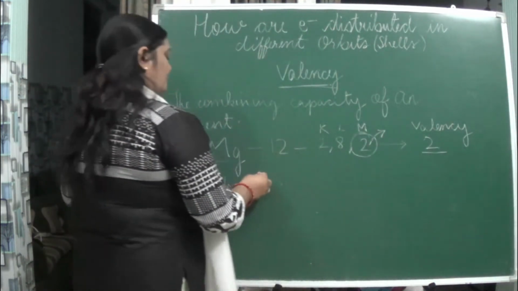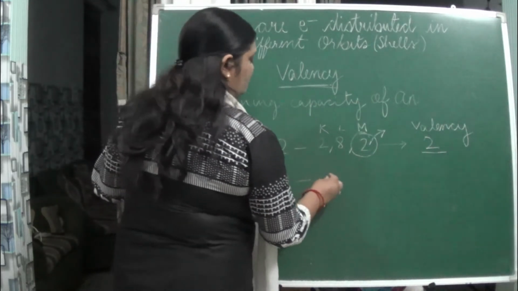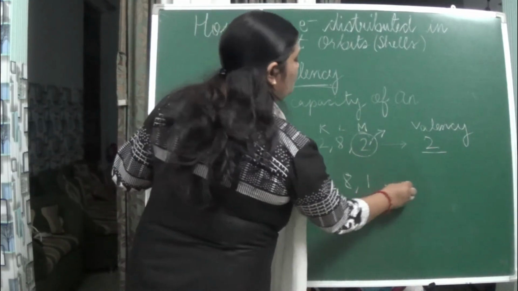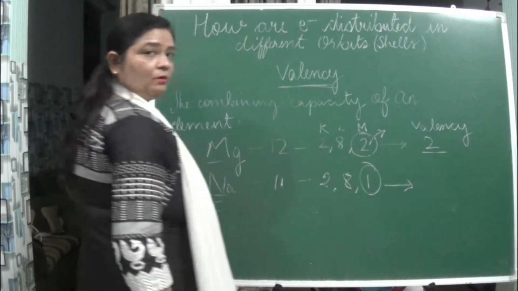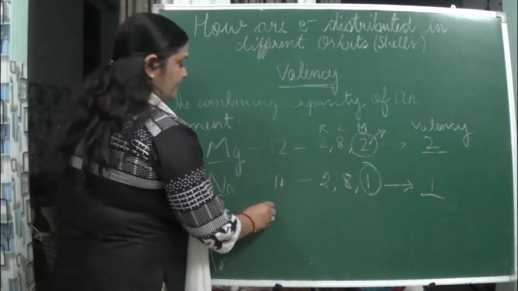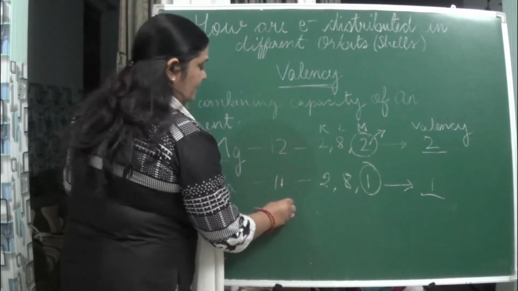So its valency becomes 2. Now if we say about sodium, its atomic number is 11. Its electronic configuration becomes 2, 8 and 1. So valency is what? Small number 1, isn't it? Now fluorine, it is 17. No sorry, fluorine atomic number is 9.